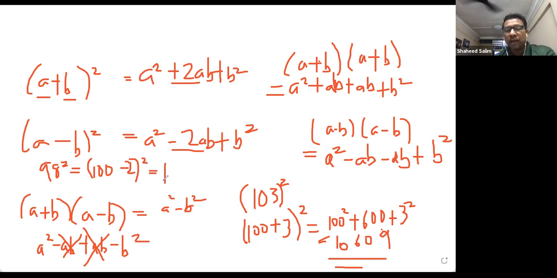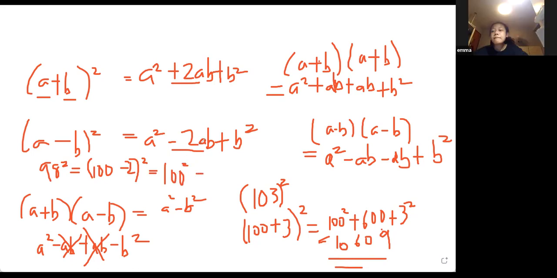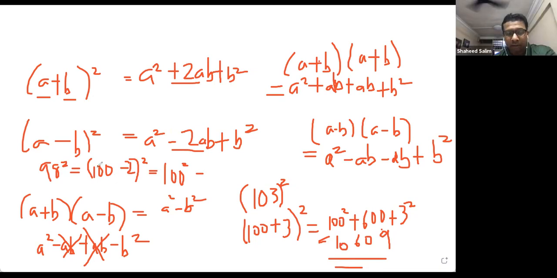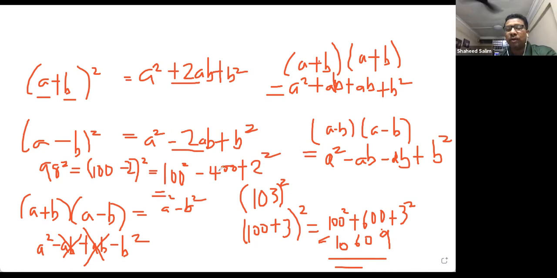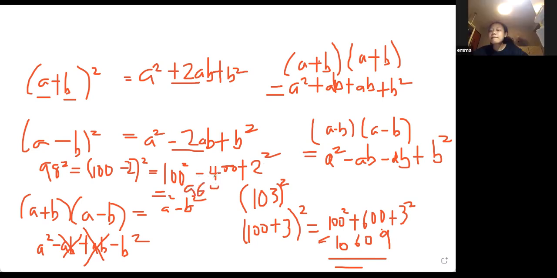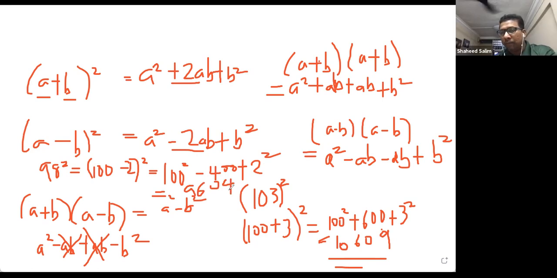A squared means 100 square. 100 square is 10,000, right? Minus 2 times 100 times 2. 2 times 100, 200 times 2, 400. Minus 400. Minus 2 plus 2 square. So 10,000 minus 400 is 9,600. Plus 4, 9,604. You know what I mean? We are using the pattern. Can you see now? Are you okay?